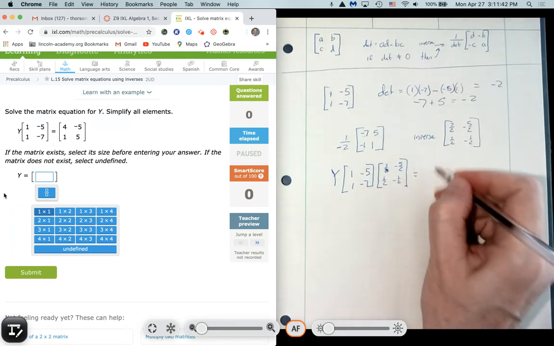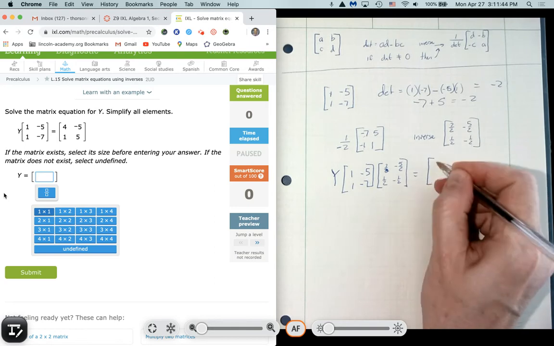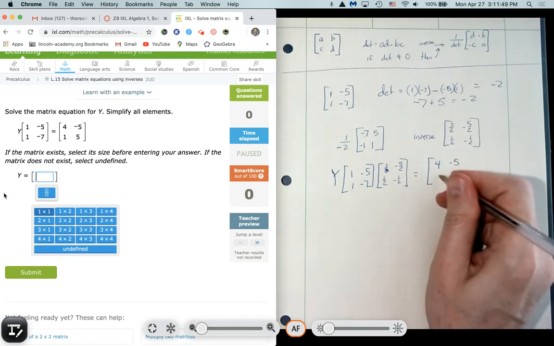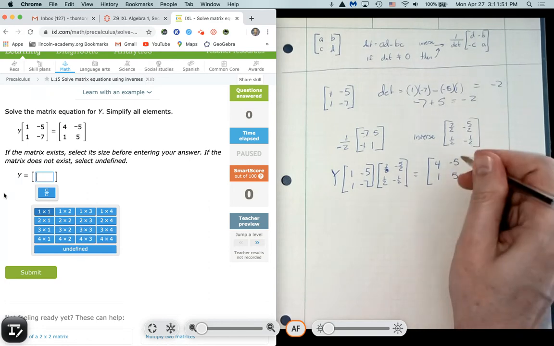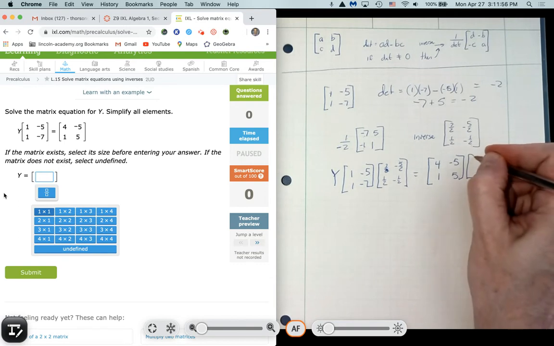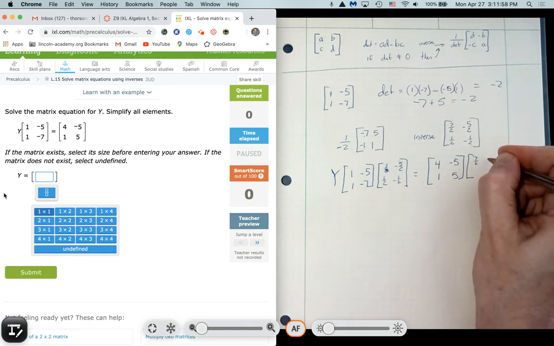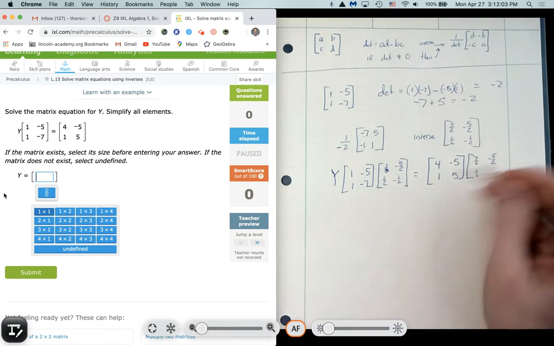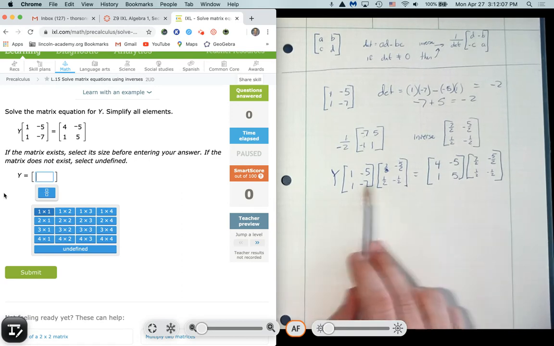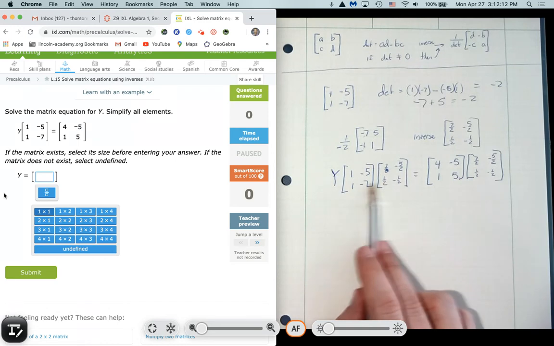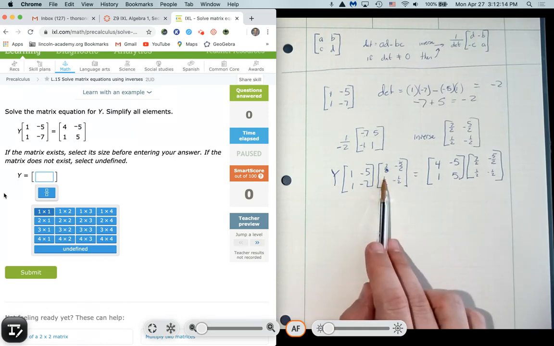So that's going to equal 4, -5, 1, 5 times that same inverse matrix, which is the 7/2, the -5/2, the 1/2, and the -1/2. Now, I normally wouldn't take time to do this, but I'm going to do it this time so you can see that this ends up being what's called the identity matrix.